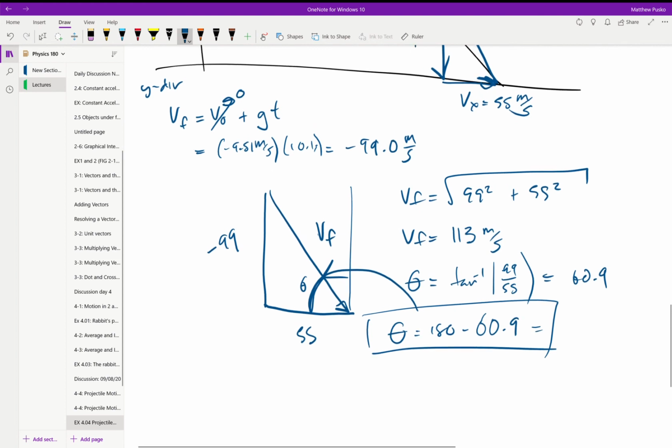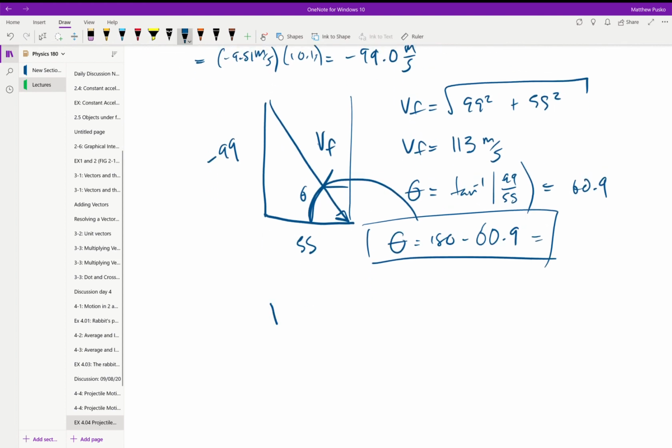Alright, and I guess we should put this back in vector form. The final velocity vector would be equal to some 55 meters per second in the i direction plus some negative 99 meters per second in the j direction.